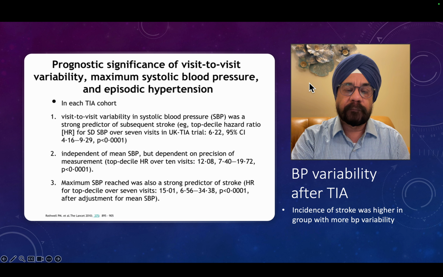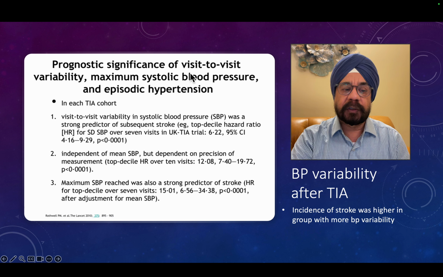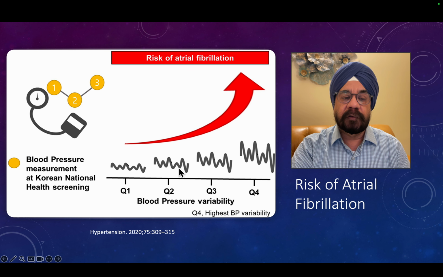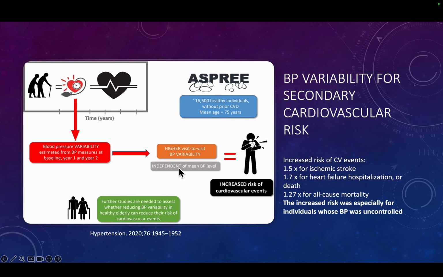Again, the prognostic significance in this study is shown on a visit-to-visit basis, and we've seen in patients who suffered TIA, their likelihood of developing stroke in future is higher in patients who had a high blood pressure variability. Another aspect: with higher BP variability, you have a higher risk of developing atrial fibrillation. In quartile 4, where the blood pressure variability is high, there is a higher incidence of developing atrial fibrillation.